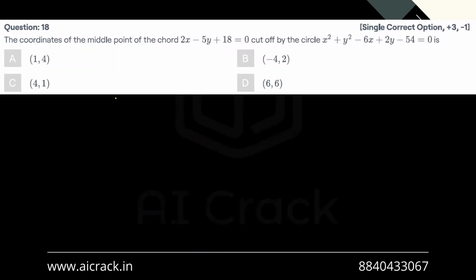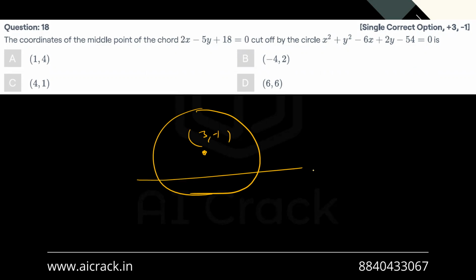Now let's solve question number 18. The coordinates of the midpoint of the chord 2x minus 5y plus 18 equals 0 cut off by the circle. Again, we have a similar kind of situation over here, and this is our circle with center at (3, minus 1), right? And we have this line going over here, that is 2x minus 5y plus 18 equals 0.